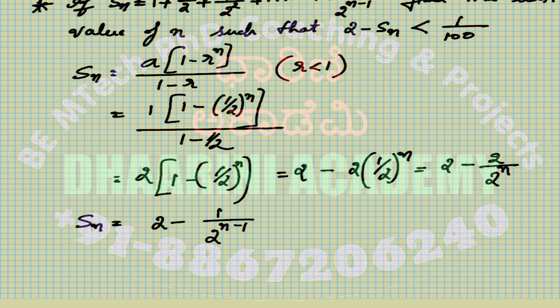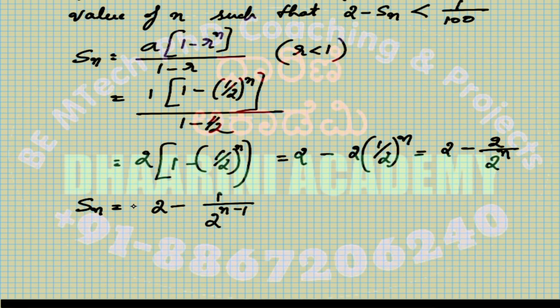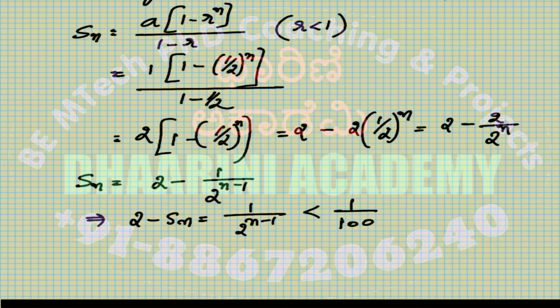Okay, now let me try to move the Sn to this side and 2 to the n minus 1 to the other side. This implies 2 minus Sn is equal to 1 divided by 2 to the n minus 1. And it is given that this should be less than 1 by 100. When I bring this to the numerator, I have to bring the 2 to the n minus 1 to the numerator to satisfy this condition.